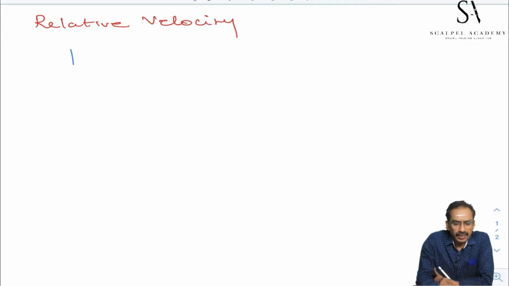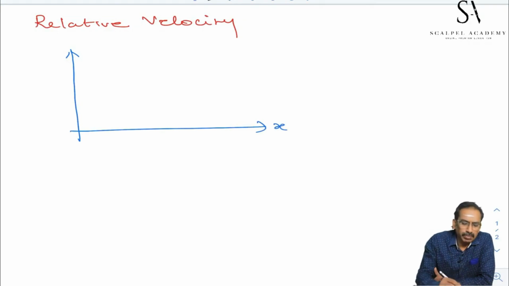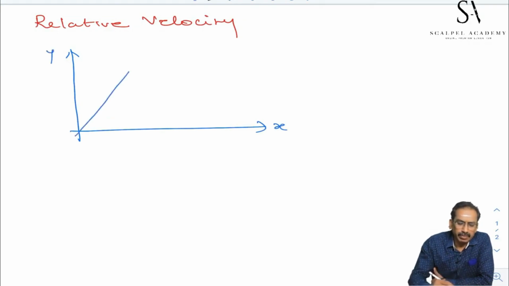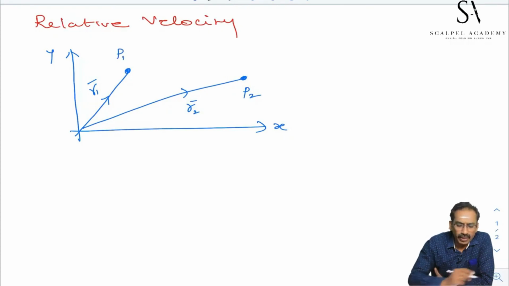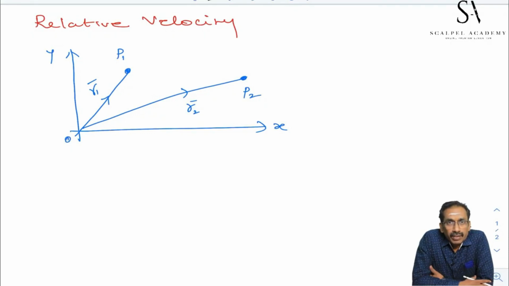At a given instant, r1 is the position vector of the first body, r2 is the position vector of the second body. This is the position vector of the first body. This is the position vector of the second body. This is particle 2, this is particle 1. The position vector is nothing but the vector drawn from the origin to the given point.